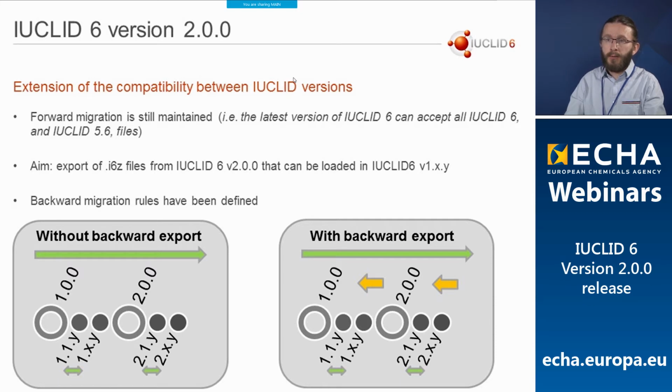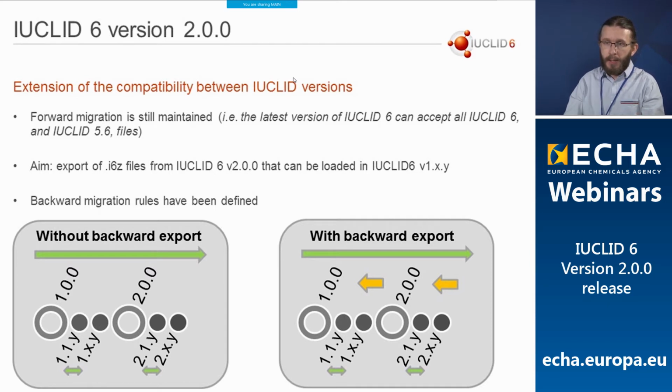But in addition to that, we had a new objective with this Euclid 6.2 version. It was to be able to export Euclid 6 files from this new version that could be loaded to the previous Euclid 6 version, so 6.1, that was released initially in April 2016. So this is what we call the backward migration.